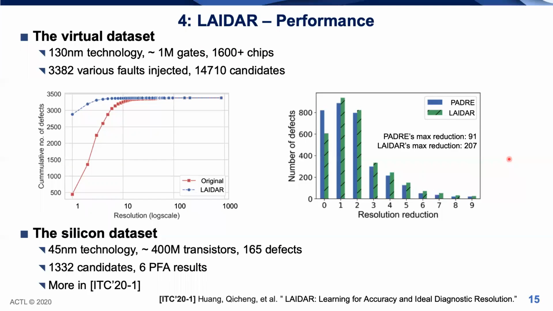The performance of LiDAR is validated by 2 data sets. A virtual data set with all the ground truths of the candidates shows that the number of defects with perfect resolution increases by 6.4 times. And the number of defects with resolution equals 2 increased by 2.4 times. Also, LiDAR shows significant advantage over PADRI for the number of defects with resolution improvement that ranges from 1 to 9. In addition, note that the largest resolution improvement resulting from PADRI is 91, while the number for LiDAR is 207. We observe similar trends in resolution improvement with another silicon dataset, and the diagnosis accuracy is verified by 6 PFA chips.